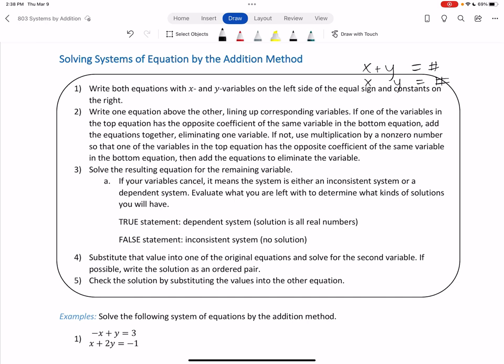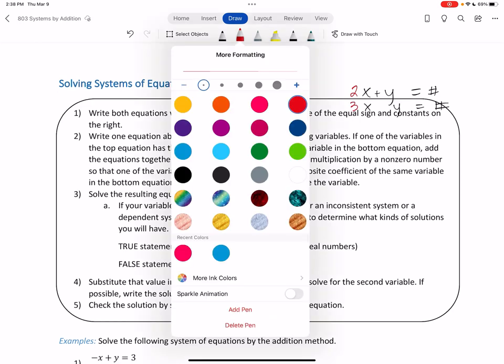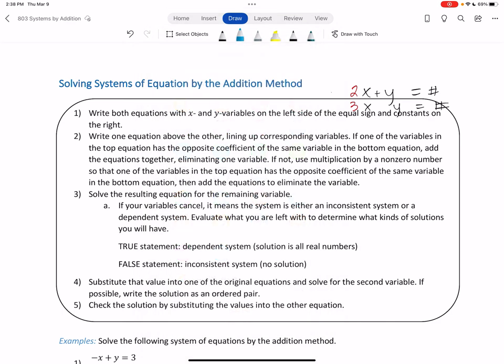It says if one of the variables in the top has the opposite coefficient of the same variable in the bottom, add them. If not, multiply to make it true. So for instance, if this is a 5 and this is a -5, you can just add. If this is a 2 and this is a 3, you're going to have to do some work to make those two numbers the same, okay? So one way you could do that is you could multiply this one by -3 and this one by 2, and then those numbers in the front would be the same, okay?